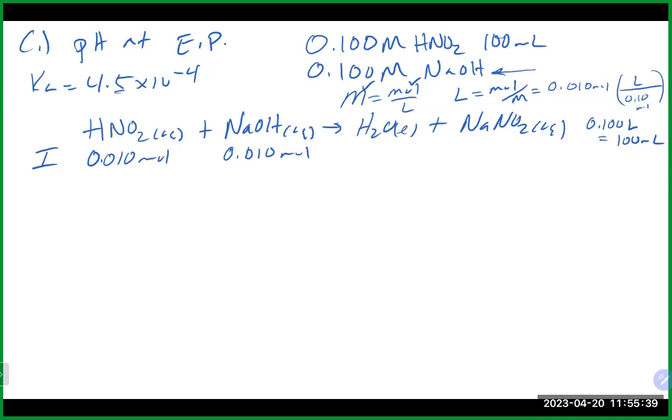The other way that you could get there is over here, M1V1 equals M2V2. That would be 0.1, which is our acid.